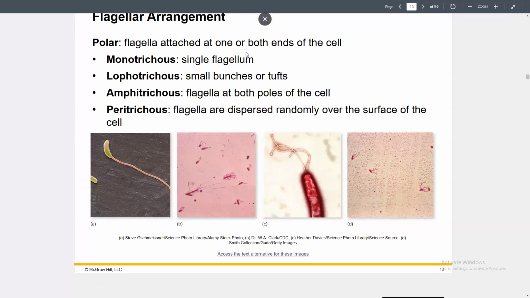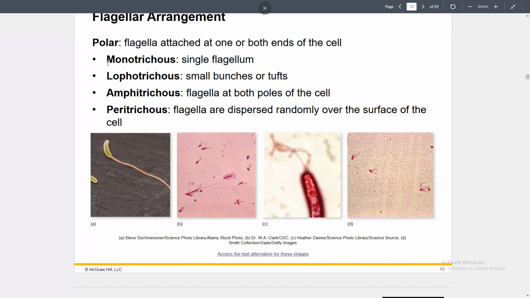So here we can see some images. If you've ever heard of trichotillomania or trichology, that word root, T-R-I-C-H, means hair. So it's like a hair-like appendage. It is also made of protein, so that tracks. But you could have monotrichous, where you have one single flagellum. That's our image in A.